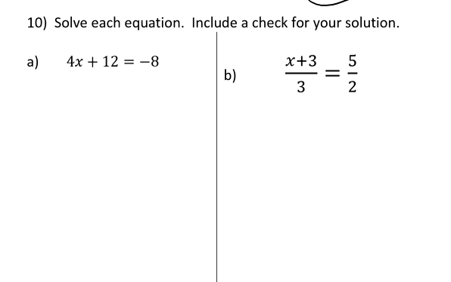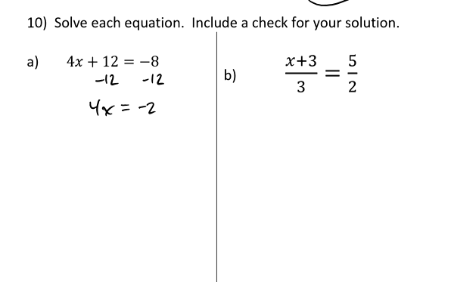Question 10 had 3 parts. Solve, I think x was the variable in each case, and you were encouraged to include a check for your solutions. So for A, I would begin by just subtracting 12. I don't think many of you had any problems with this.